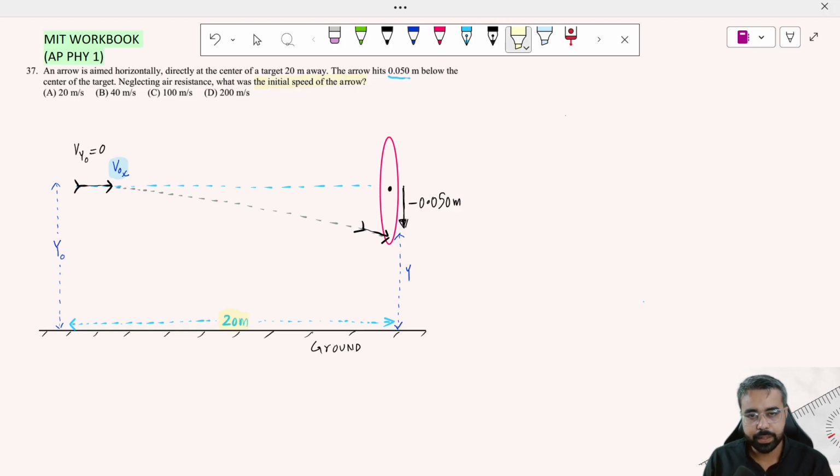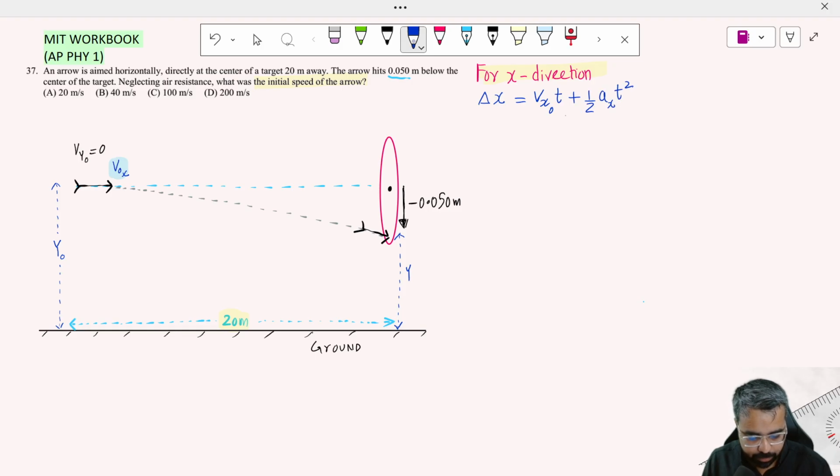Initial speed, as you see, is purely along the x-axis. That's why first of all we will prefer to use the kinematic equations for the x-axis. So we can directly write 20 equals initial velocity multiplied by time, but it is good if we properly follow the procedure. So this is initial velocity times t plus 1 over 2 acceleration along x-axis times t squared.